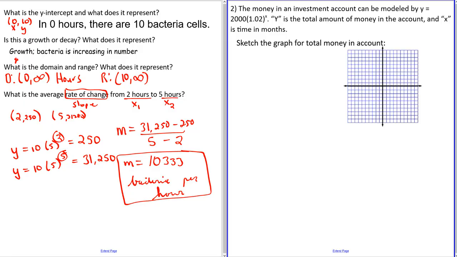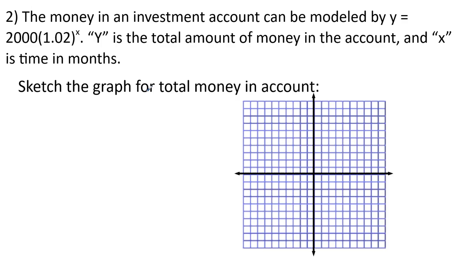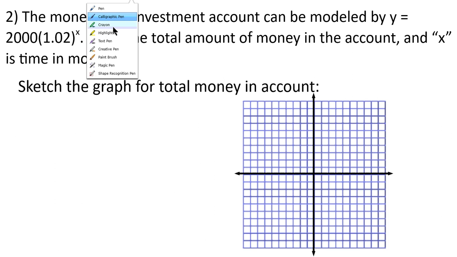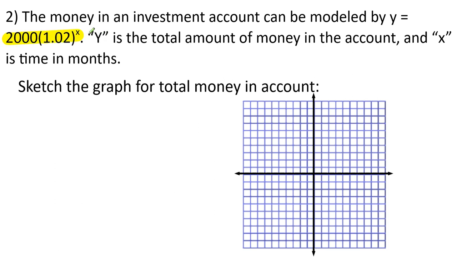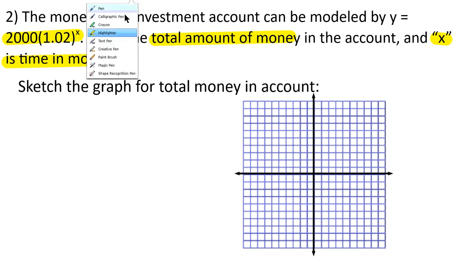Here we go. Let me blow it up. Again, same idea. The money in an investment account can be multiplied by Y equals 2,000 parentheses 1.02 to the X power. Y is the total amount of money in account. X is the time in months. Again, there's the equation we're going to use. There's what Y represents, and there's what X represents. They want us to sketch a graph.